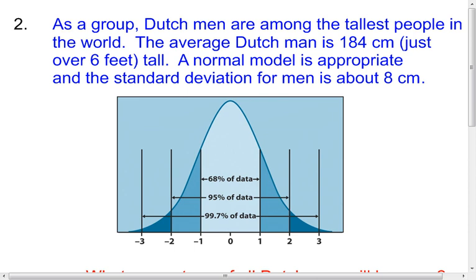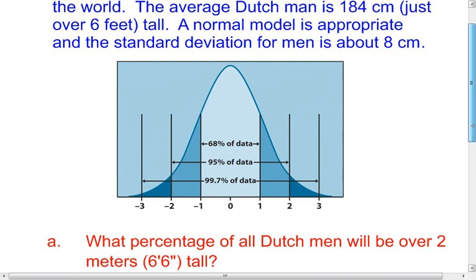In this example, we're talking about Dutchmen. They are supposedly among the tallest people in the world. The average Dutchman is 184 centimeters tall, which is just over 6 feet in American terms. And a normal model is appropriate, and the standard deviation for Dutchmen is about 8 centimeters.